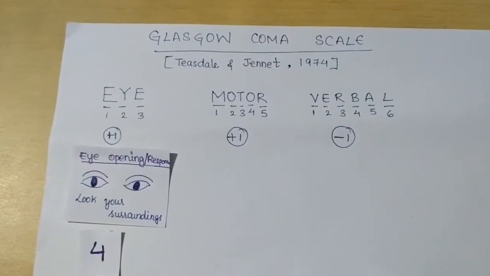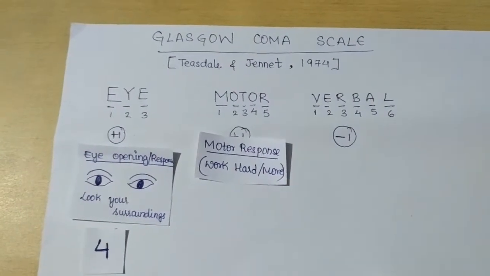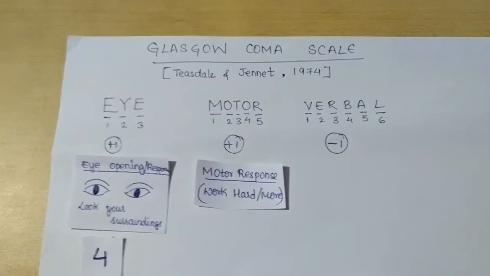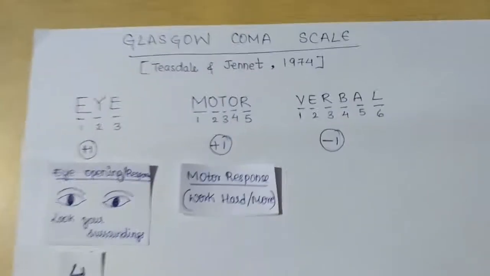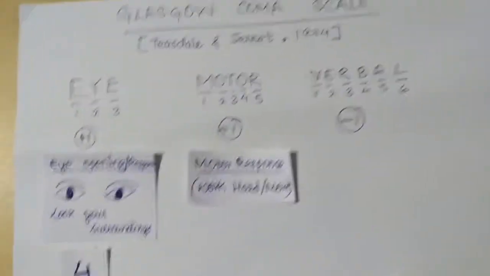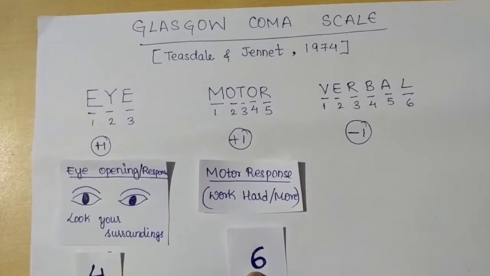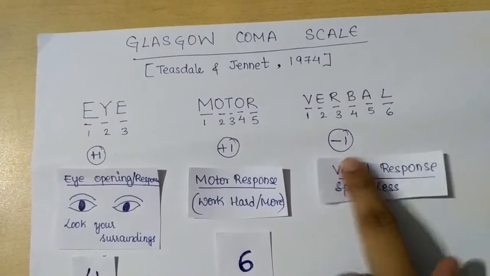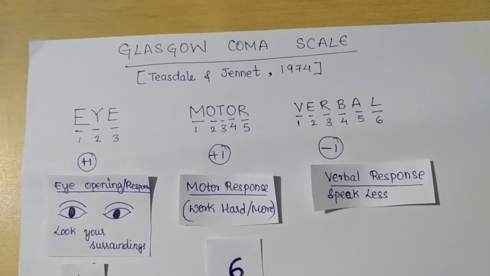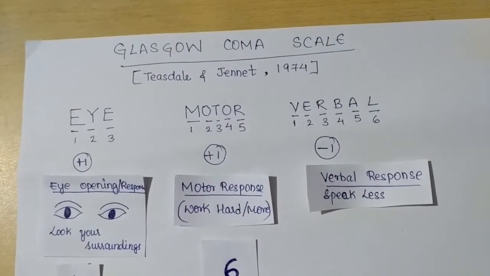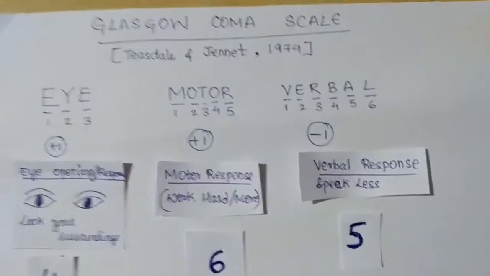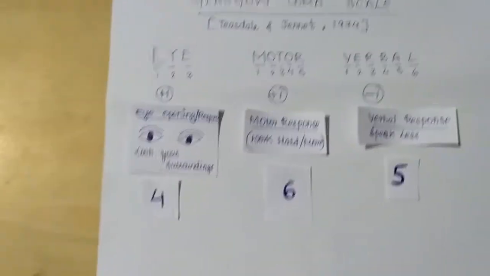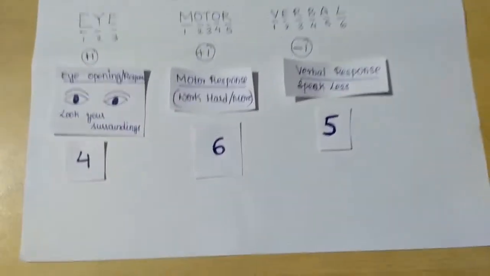Then comes the motor. One should work more. One should work hard. This will lead to a +1 in the motor component. So the spelling already has 5 alphabets to it. So 5 plus 1 will give us a 6. It will have 6 grades. Then verbal. One should speak less. Means the verbal component will have 6 minus 1, that is 5 grades. Now we will study each component.